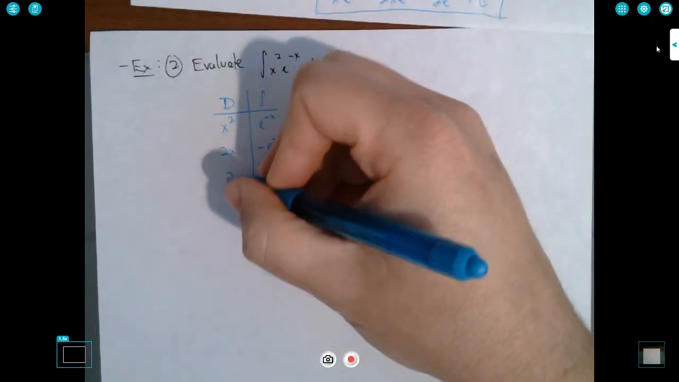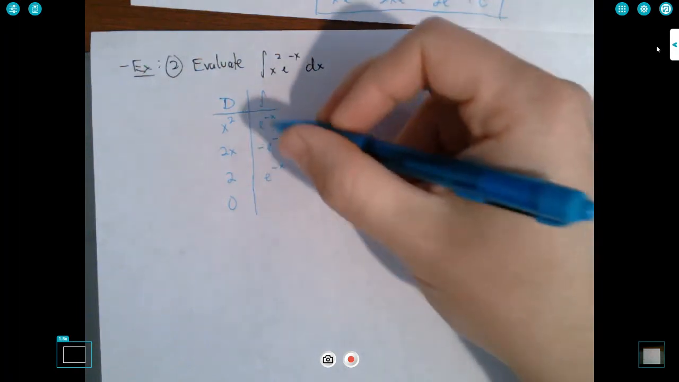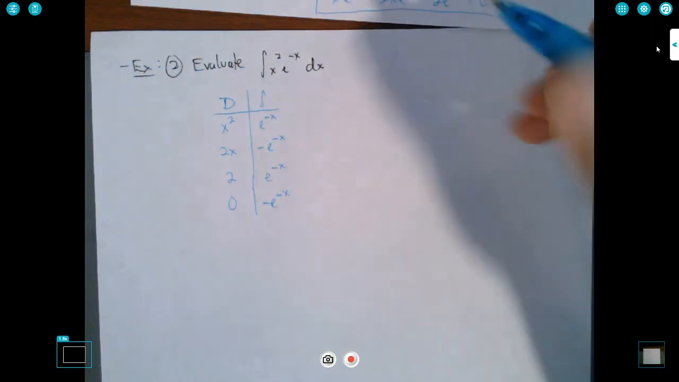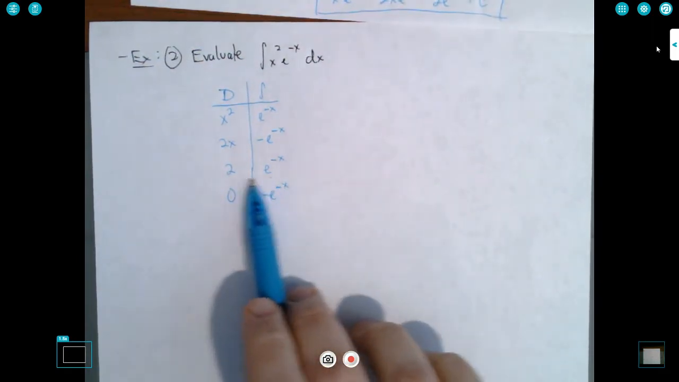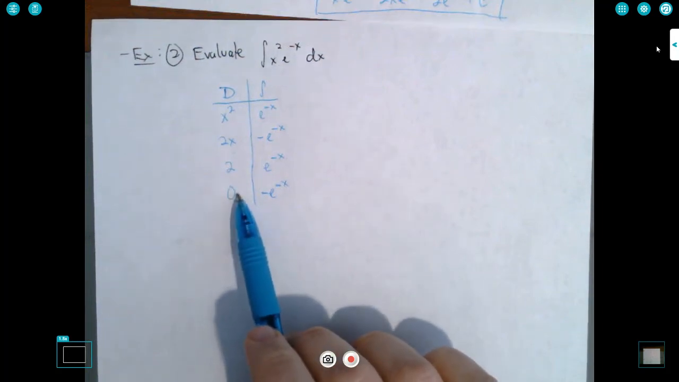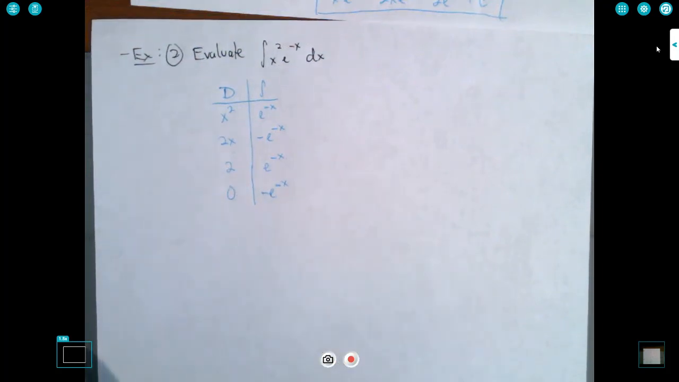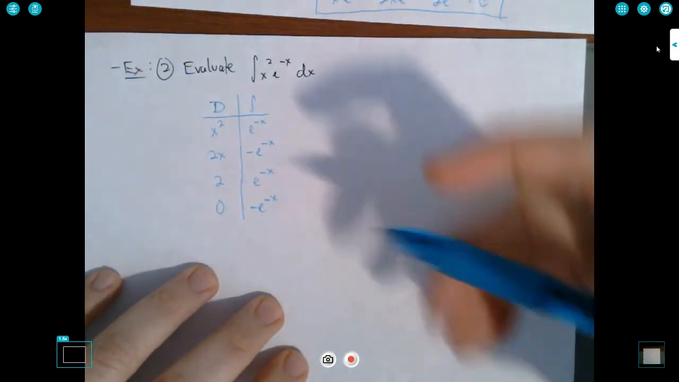If I go one more step, derivative of 2 is just 0. Integral of e to the negative x would be negative e to the negative x. Now this is even better because, again, the thing that you have to integrate is always the bottom row. And if I integrate this, well, that's just 0. So that's super easy. Okay? So how does this help me answer the question?